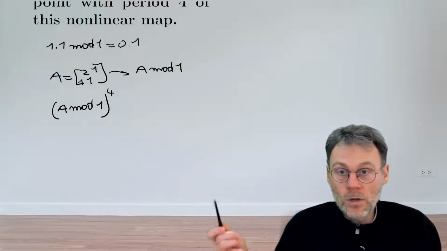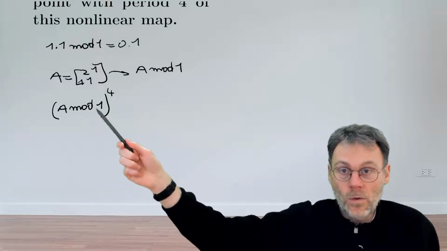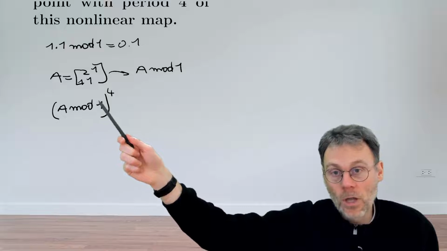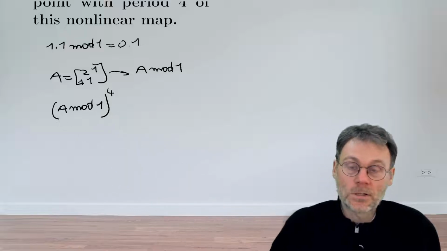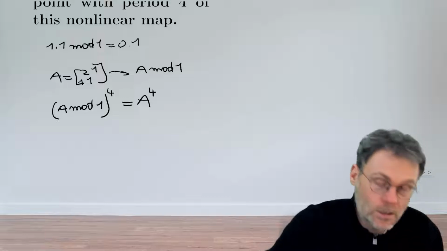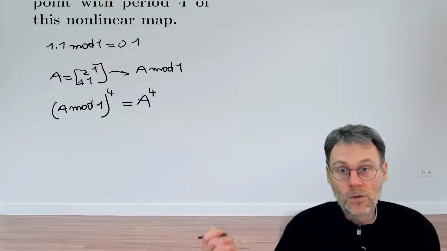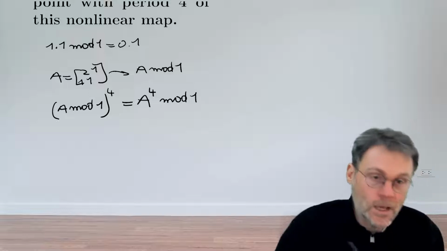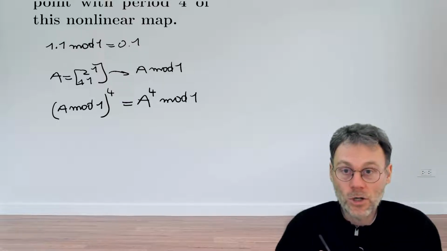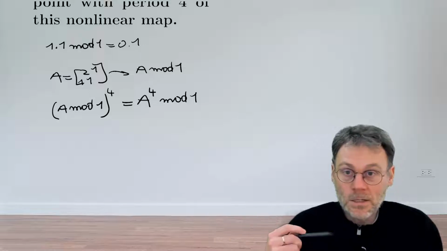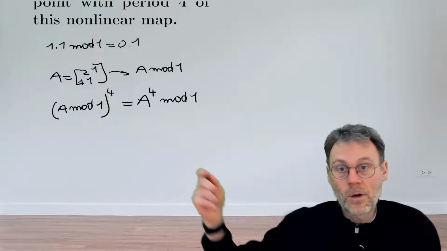Now what we can do is look at this for a while and then realize that we don't need to have this mod 1 operation for all of the intermediate steps. It's actually just sufficient to do this mod 1 operator at the very end. So just calculate A to the 4th and then only do the mod 1 at the end, in the final calculation.